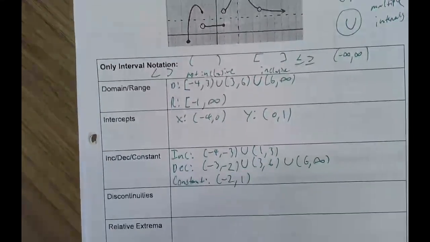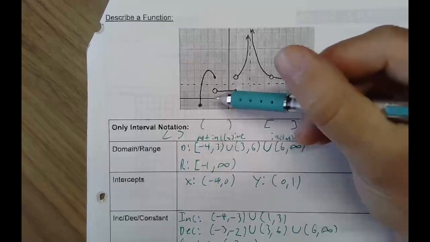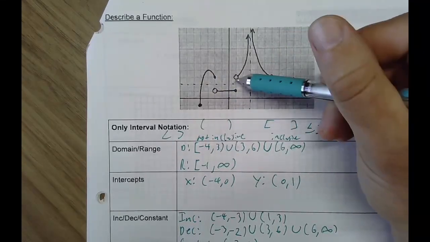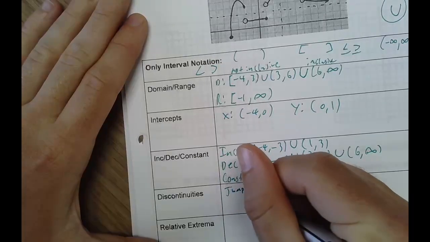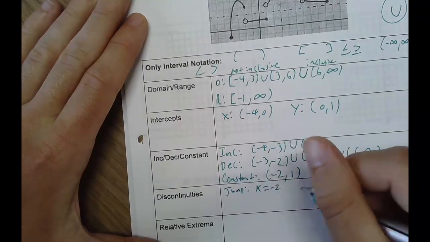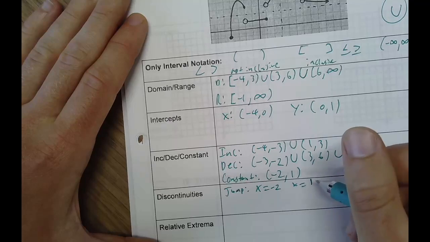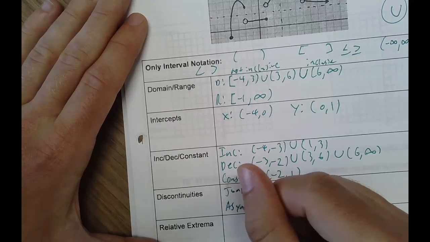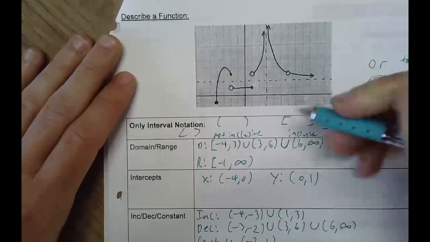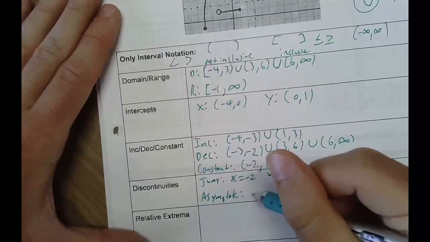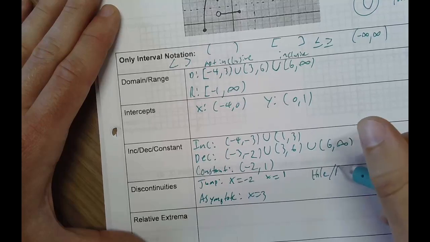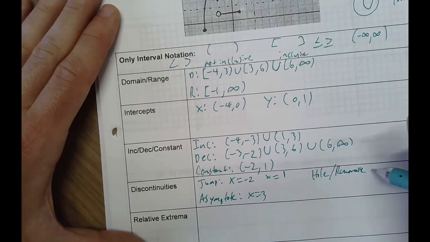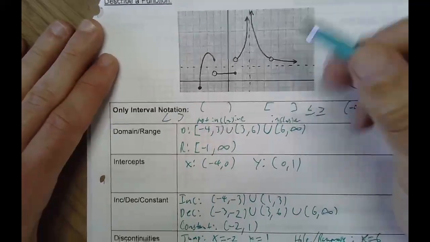Okay, discontinuities. Where do we have discontinuities here? Well, we have a jump at -2 and a jump at 1. We have an asymptote at 3. And then we have a hole or removable discontinuity at x equals 6. Right, you can see that here, 6.